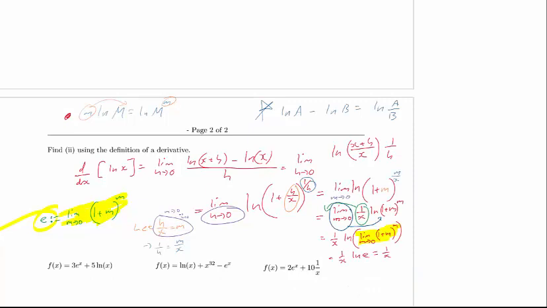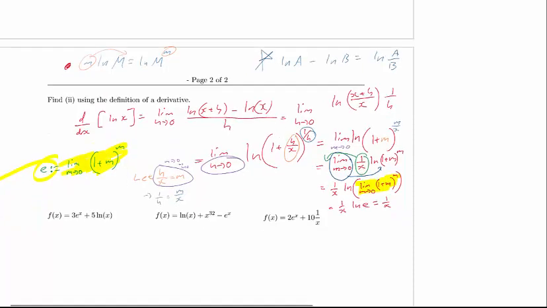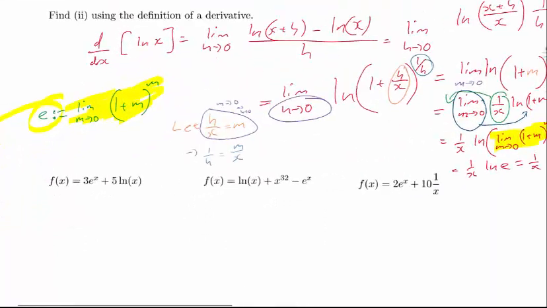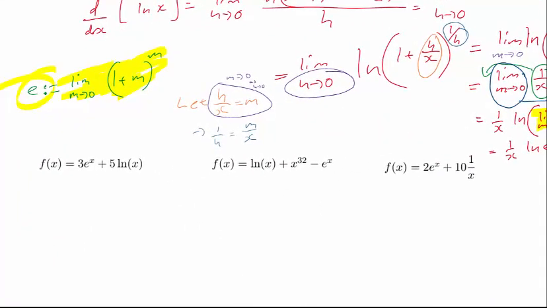Okay, so that's the nitty-gritty proof. We started off looking at the graph to verify that 1 over x was in fact the derivative. But this is the actual, rigorous proof that is working behind the scenes. All right, so let's go ahead and work some examples now that we're armed with this knowledge.